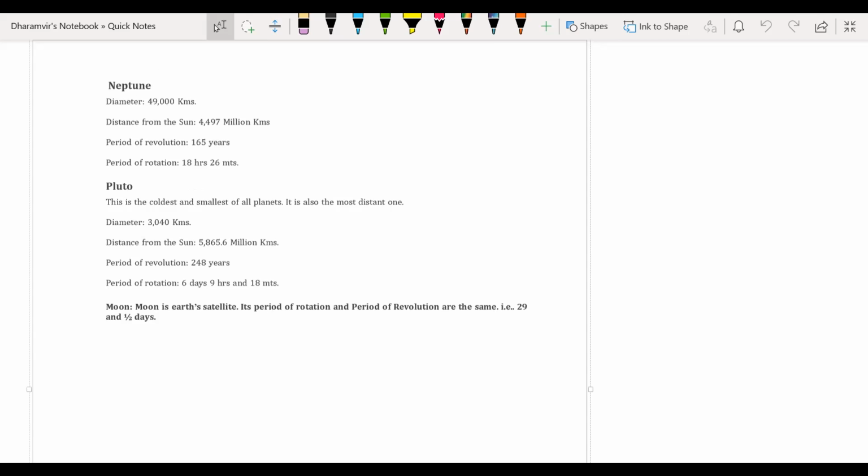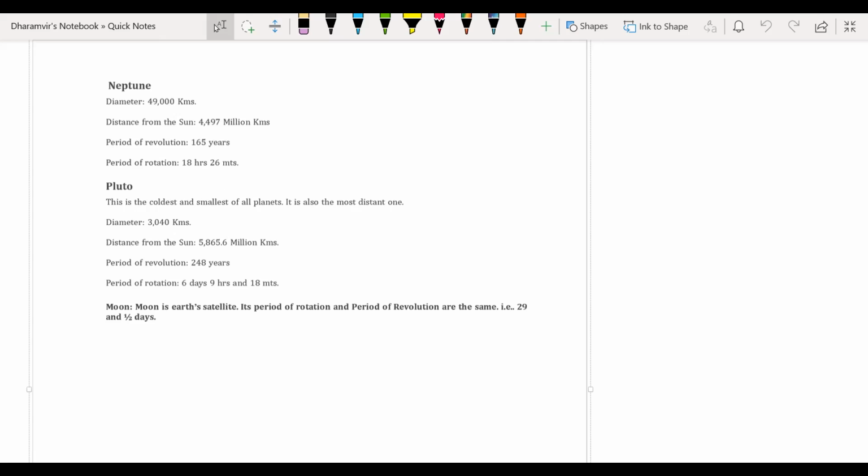Then Pluto, it is known as a dwarf planet, and this is the coldest and smallest of all planets. It is also the most distant one. Its diameter is 3040 kilometers, and its distance from the sun is 5865.6 million kilometers. Period of revolution is 248 years. It completes one cycle around the sun in 248 years. And period of rotation is 6 days, 9 hours and 18 minutes.